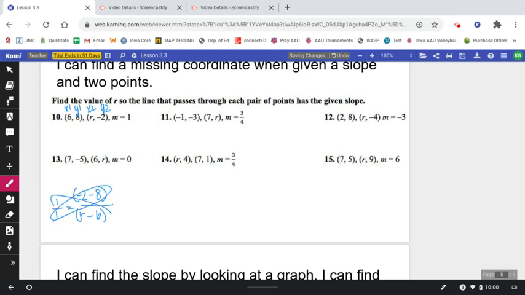So I'm going to use cross products. So the left side becomes 1 times (r minus 6). And the right side I'm just going to put in my calculator, which gives me negative 10. Distribute here, which gives me 1r minus 6. Add 6 to both sides. So 1r equals negative 4.